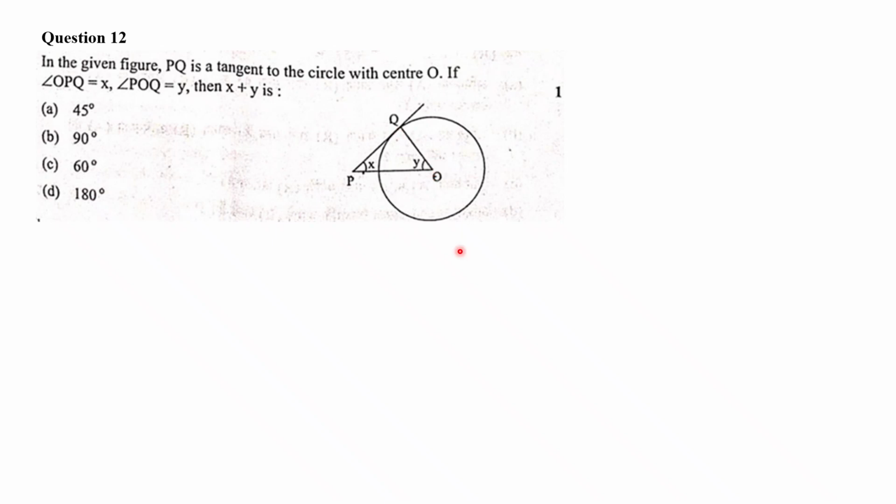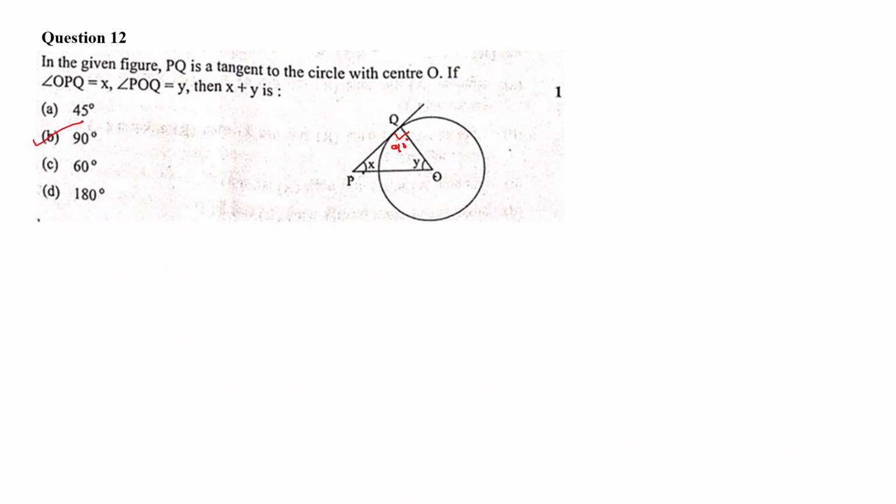Now OQ is the radius. So radius is always perpendicular to the tangent. So this is going to be 90 degree. Now if I consider OPQ as a triangle, then X plus Y should also be 90. Then only the sum of the three angles will be 180, right? So from here directly you can say the value will be 90 degree.